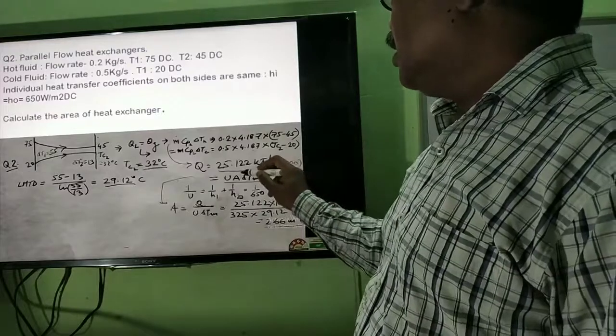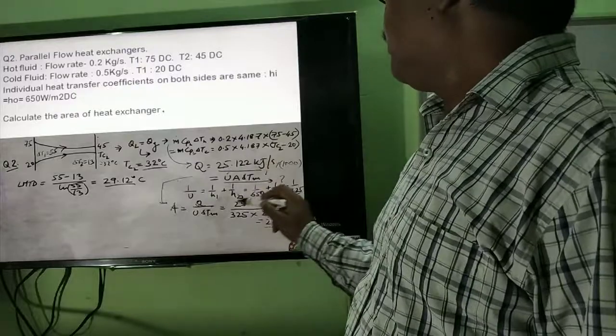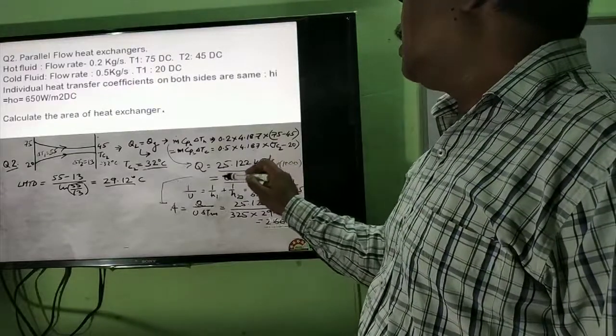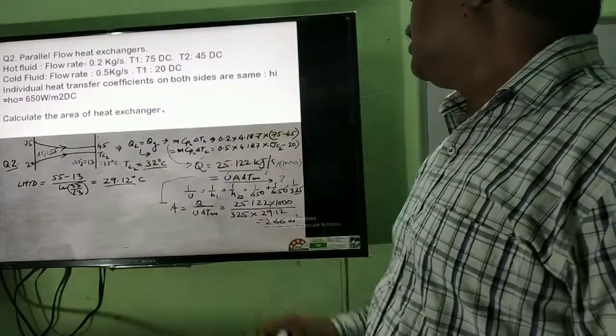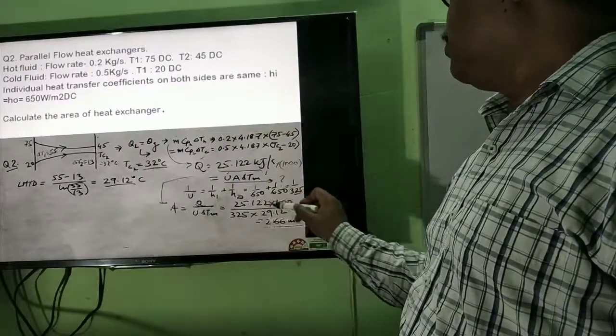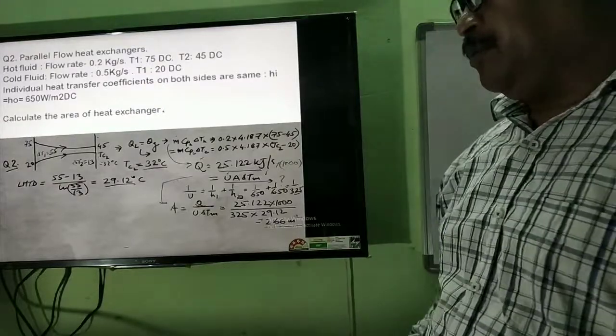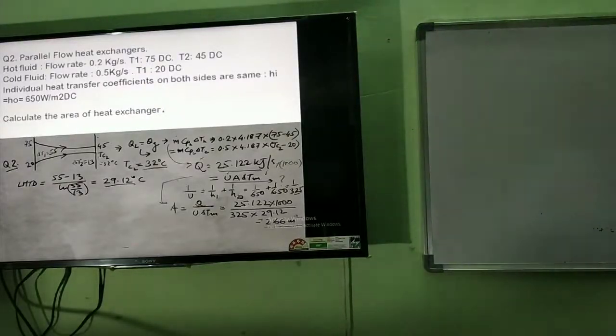This you got, this you got, next this you got from here. So ultimately A will be Q divided by this, put the values, it will be 2.66 square meter. Okay, this is the second type of question. So from this question you can find out the area as well as the terminal temperature.